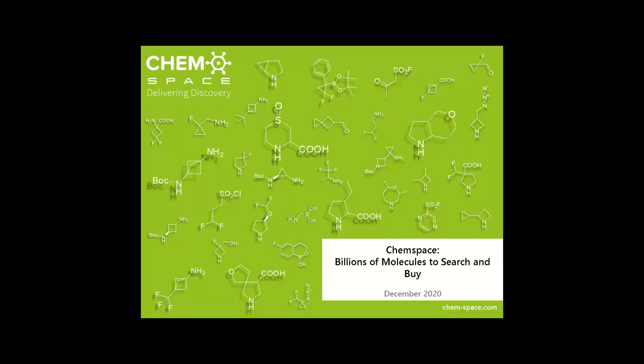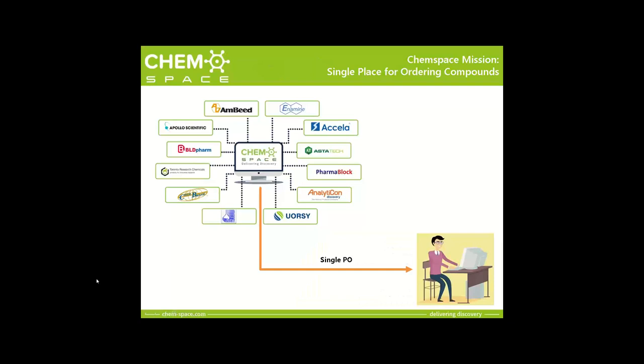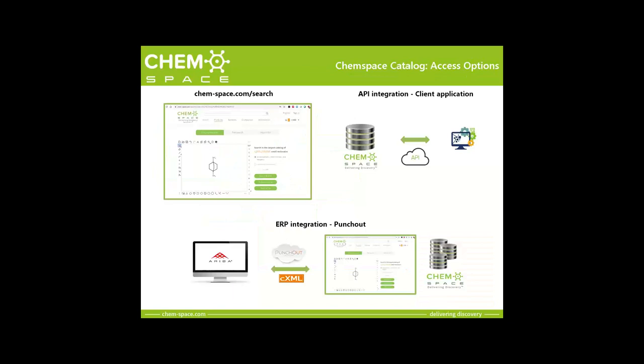Already. Yeah, thank you. So before the actual presentation, I would like to show you just a few slides about ChemSpace to remind you who we are and what we're doing. Our mission as a company, as a platform, is to present a single place for ordering compounds. We offer access to the platform through the web, through chemspace.com, through API integration with the client application, and through integration with the ERP system of the company.